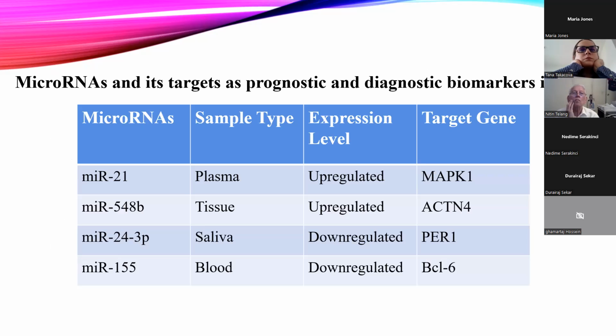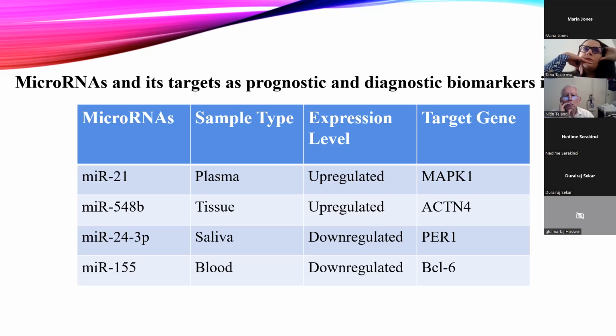These are some of the microRNAs that are not currently used clinically, but are still validated through preclinical studies: microRNAs and their targets as prognostic and diagnostic biomarkers for OSCC. For example, microRNA 21 is involved in all kinds of diseases, including OSCC, and is easily detected in plasma and also saliva. It is always upregulated in the cells and targets MAPK1, so MAPK pathways can be targeted by microRNA 21. The other microRNA is 548B, which is easily detected in tissues, where it is upregulated, and the targeted gene is ACTN4. Likewise, each and every microRNA has its own targeted gene.